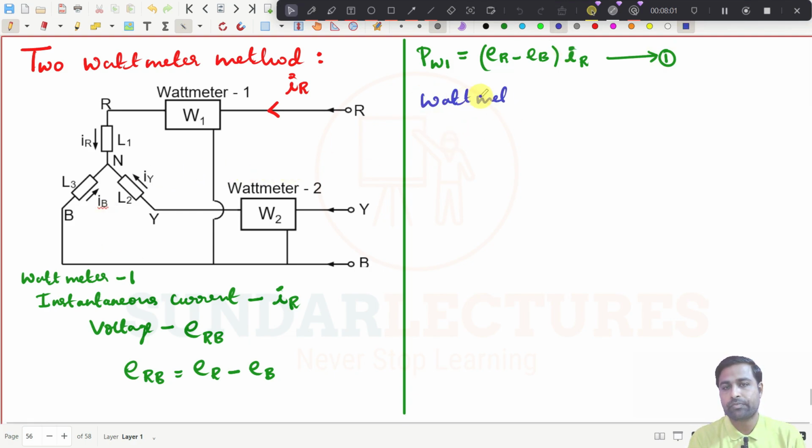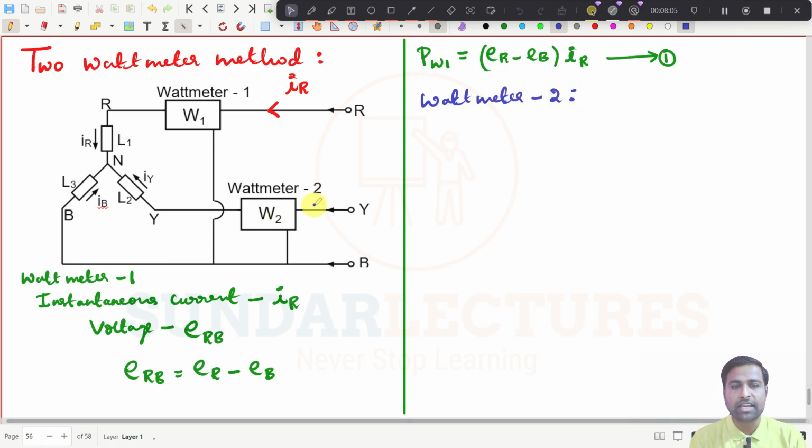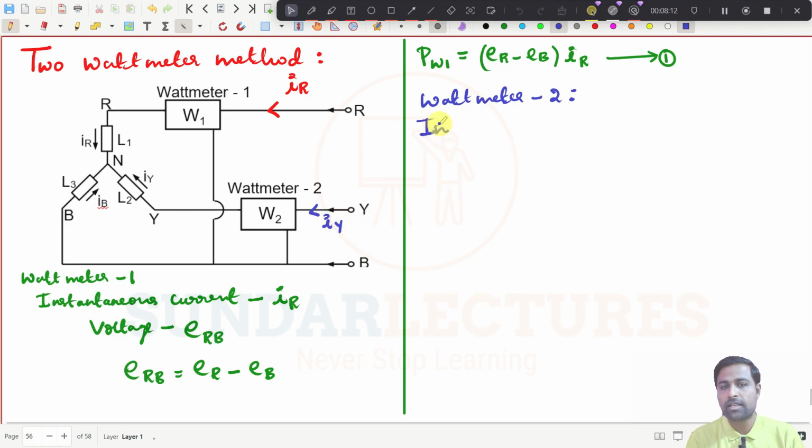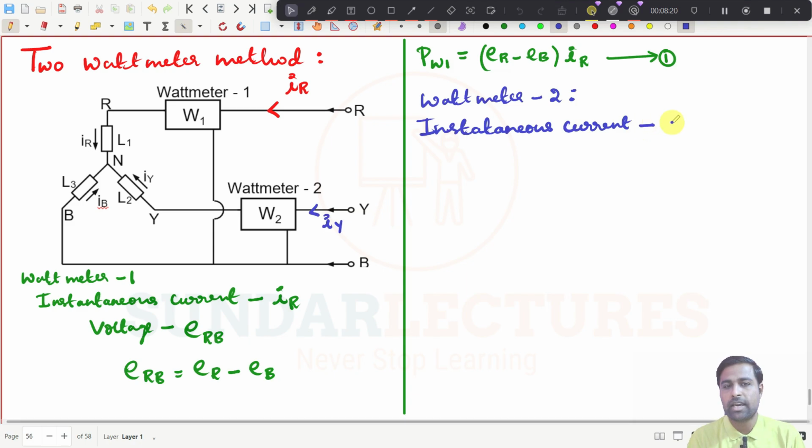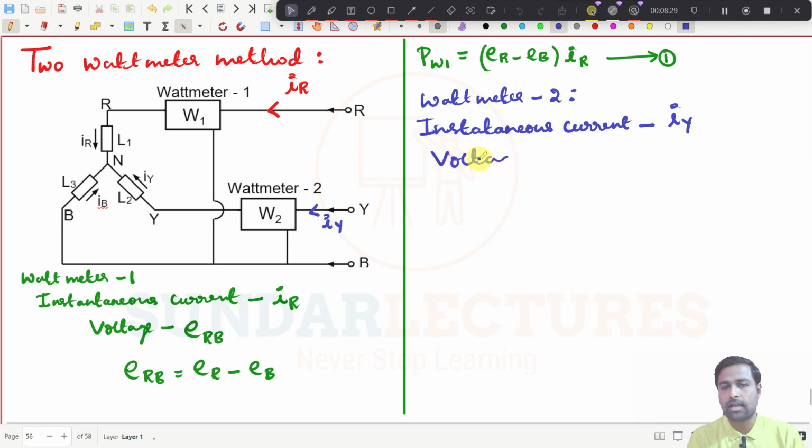Wattmeter number 2, right? And what is the current here? See here, it is IY, the instantaneous current. See what is the current flowing in this wattmeter, IY. And what is the voltage? That is also important.